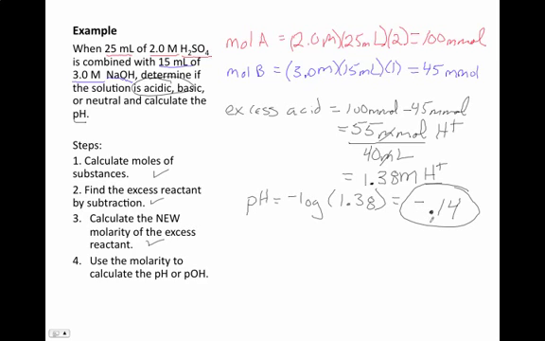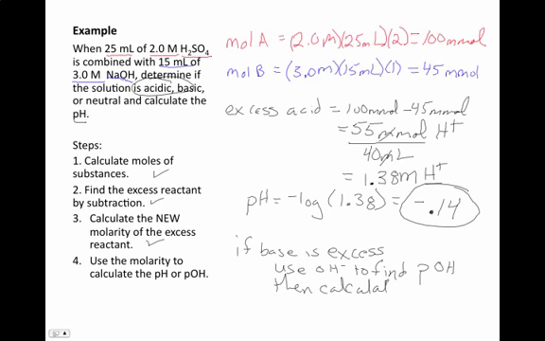So if we had an opposite situation where the base was in excess, then you use the OH minus to find pOH, then calculate pH from there. So you just have to be careful about what it's asking for and what substance you are working with.